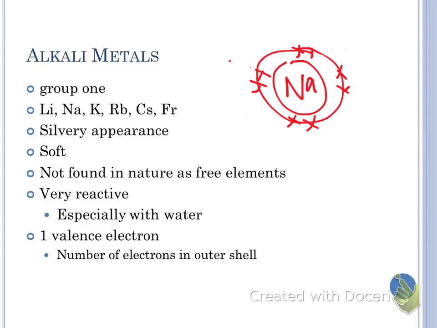Okay, but does that make sense? One valence electron means super reactive, because it's much easier to give away one than to bring in seven. Right, would you agree with that? Okay. So we're going to watch a short little video here on the group 1 metals, because they are super, super reactive, especially with water. Okay? So I'm going to watch just a quick video.